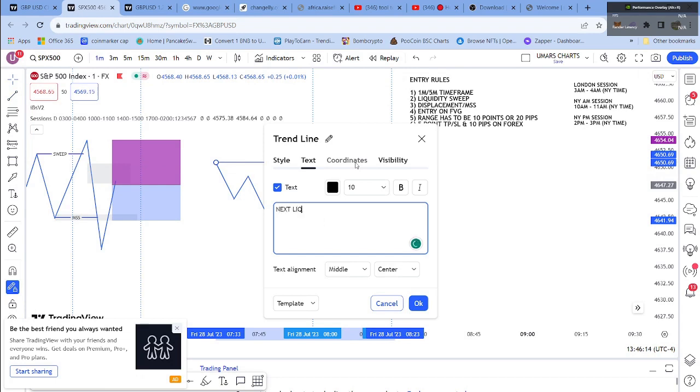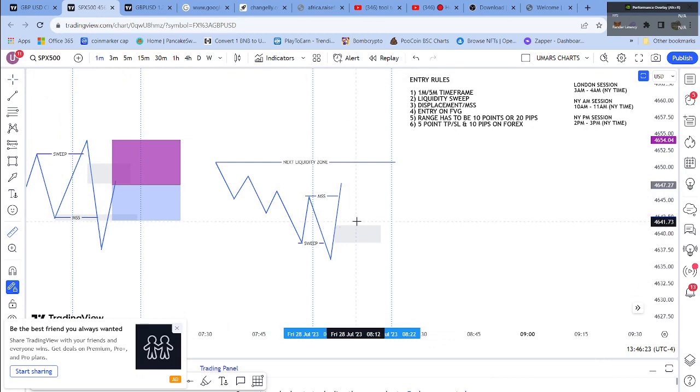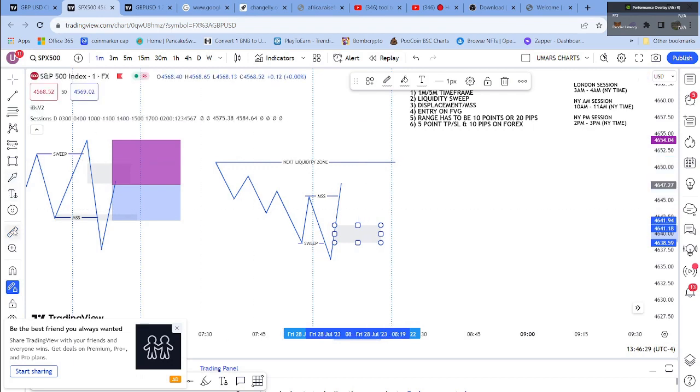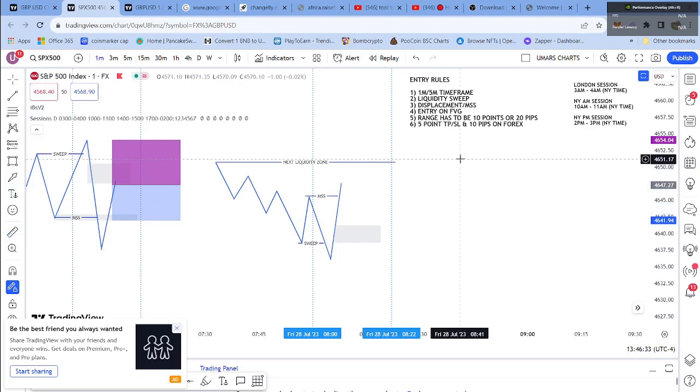Next liquidity zone. Let's just say a next liquidity zone is there. You would then need a minimum of 10 handles up to your liquidity zone. Basically, it needs to be a minimum of 10 handles.